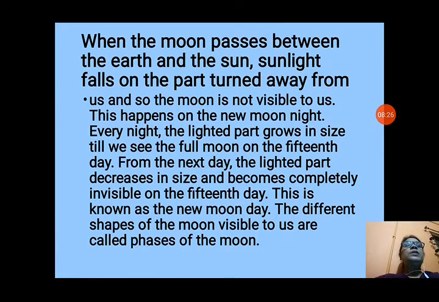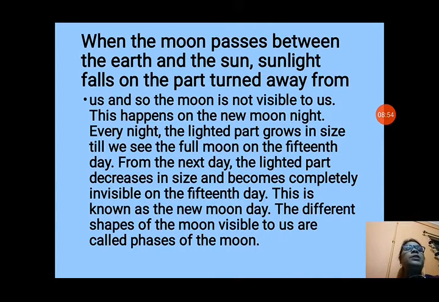When the moon passes between the earth and the sun, sunlight falls on the part turned away from us. So the part we cannot see is lit by the sunlight, and the side facing us is not lit, so the moon is not visible to us. It is not visible because the moon is non-luminous, it doesn't have its own light. This happens on the new moon night. On the new moon night we cannot see the moon.